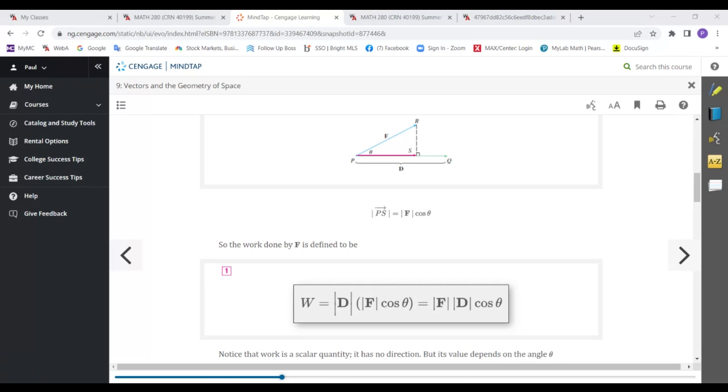So work can either be in foot pounds, or if you're applying a force in terms of newtons, then distance has to be measured in what? If you're applying a force with newtons, distance has to be measured in meters. That's right. And then work is going to be Newton meters or joules. Okay, so let's do an example here.